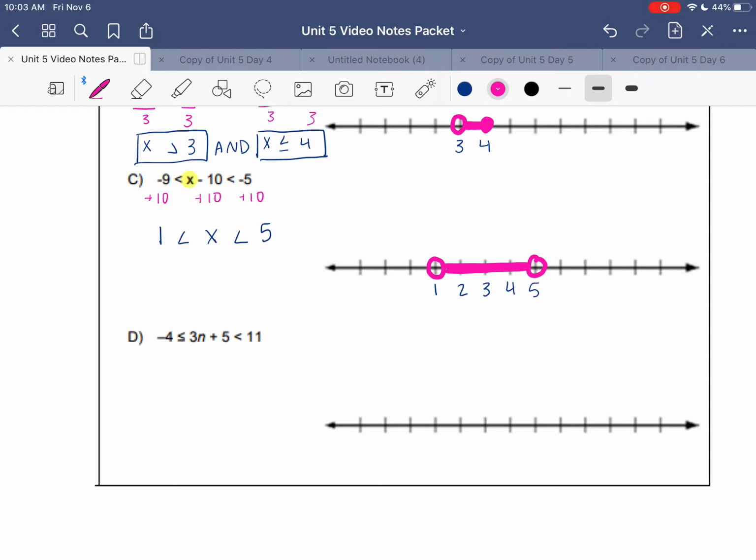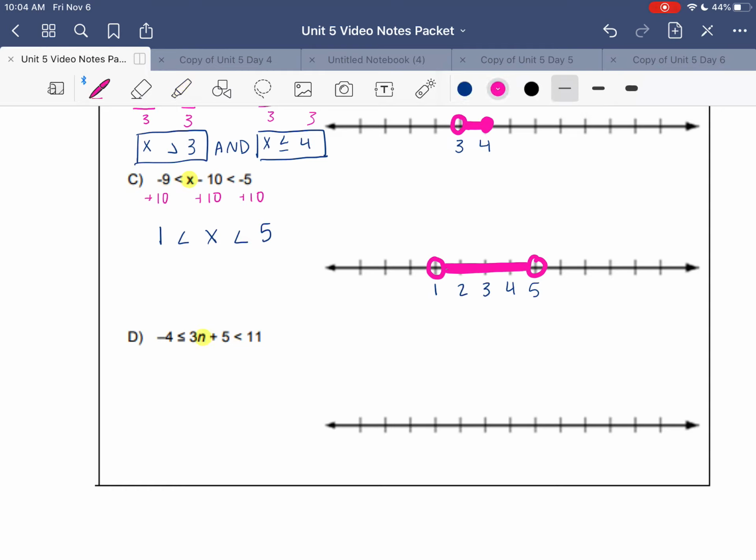All right, we can do the same thing even if it gets a tiny bit more complicated. So in that next one, we've got -4 is less than or equal to 3n plus 5, which is less than 11. So if I'm trying to get that n by itself again, which is our goal, I don't want to move it from the middle. We want to keep the n right in the middle.